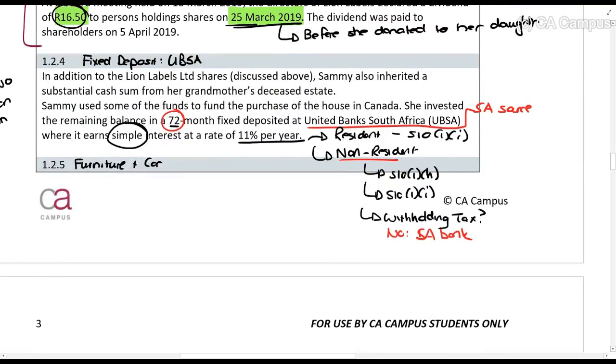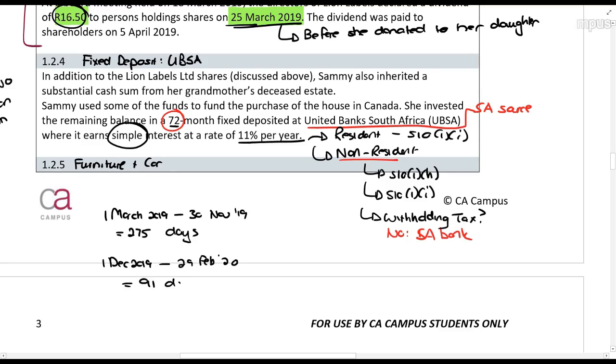1.2.4 is then the fixed deposit at UPSA. Okay, so the first thing I want you to see is for the period she's alive, when we look at interest, guys, we should usually use days. That is 275 days. The period then when she's immigrated to 29 Feb, is 91 days.